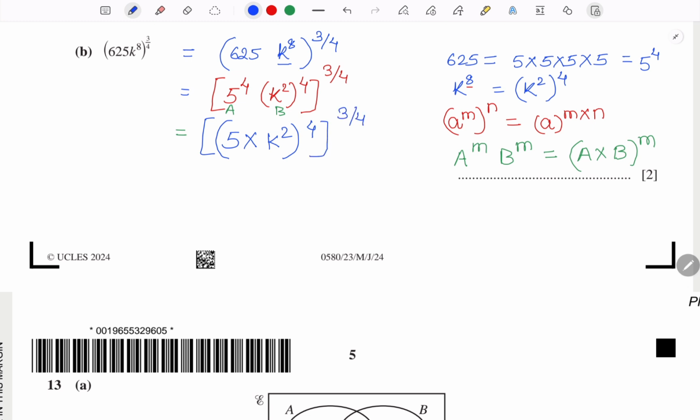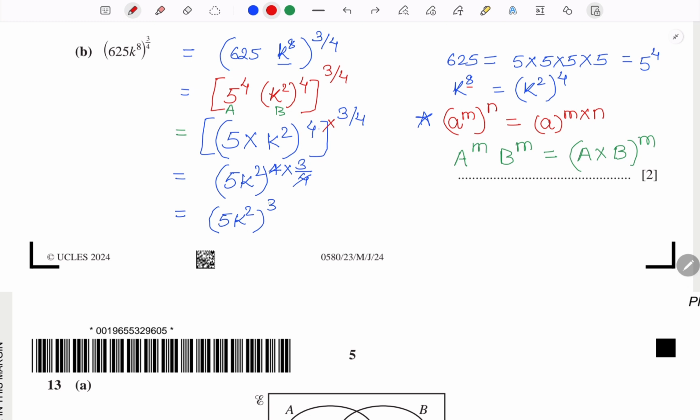Is always present. Now again look at this property, a raised to the power m whole raised to the power n is equal to a raised to the power m into n. In the same way, these two powers will get multiplied here. We will write 5k squared whole raised to the power 4 times 3 by 4. This 4 and 4 will get cancelled out. We will be left with 5k squared whole raised to the power 3.